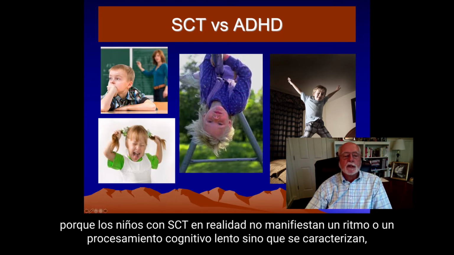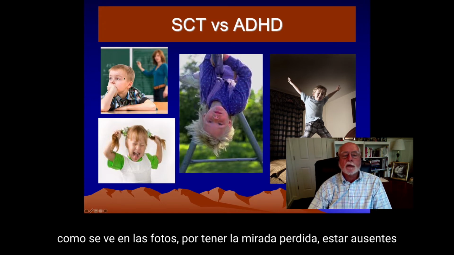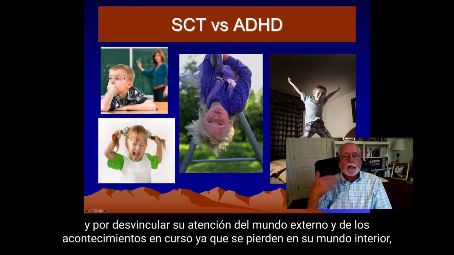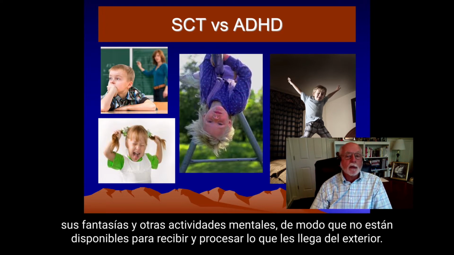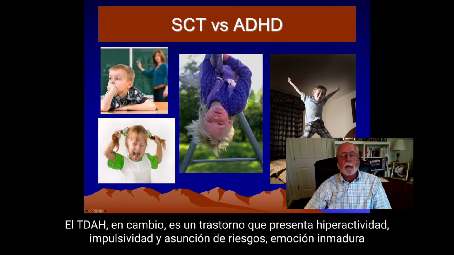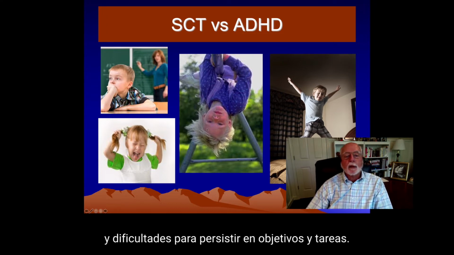But instead, such children are characterized, as you see here, by staring, daydreaming, a decoupling of attention from the external world and ongoing events, and instead an internal preoccupation, often with daydreaming, mind wandering, or other mental activities, so that the individual is unavailable for coupling with and processing the external environment. ADHD, on the other hand, is a problem, as we've said, with hyperactivity, impulsivity and risk-taking, immature emotion, and, as I've said, difficulties with persistence over time toward goals and tasks.